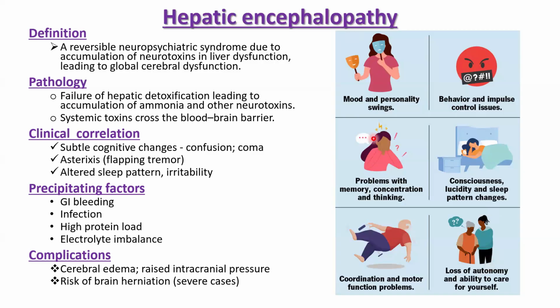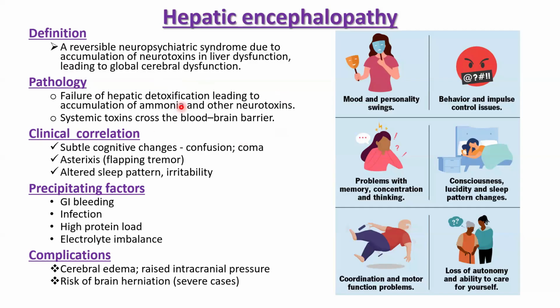Those are some of the features of this hepatic encephalopathy. So what is the pathology? The pathology here is that the failure of the liver to detoxify the substances that are being taken into the liver, leading to accumulation of ammonia and other neurotoxins. So ammonia is one of the neurotoxins. Maybe talk about urea and some other nitrites.